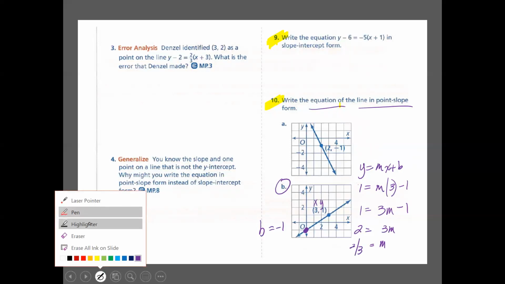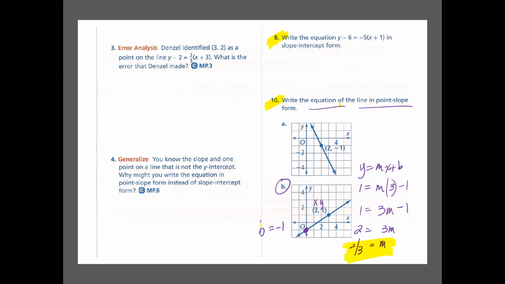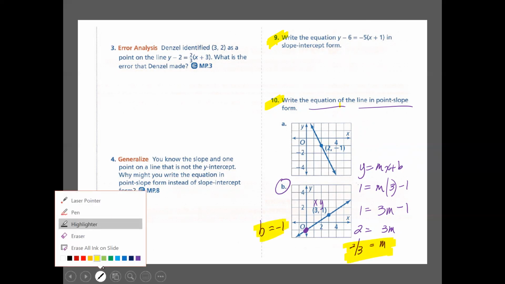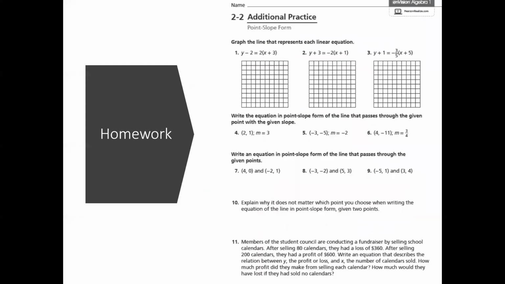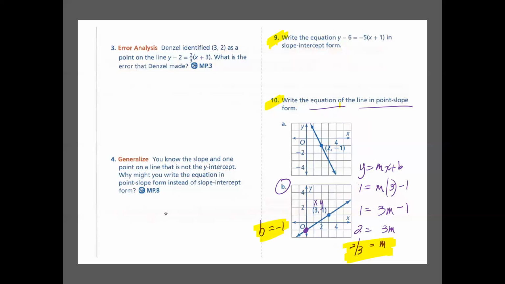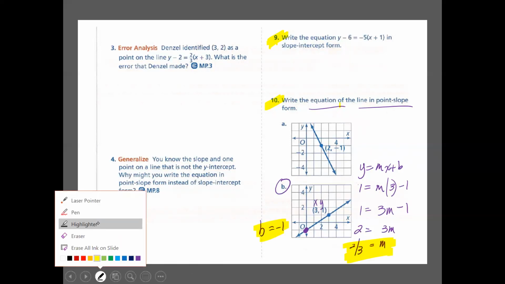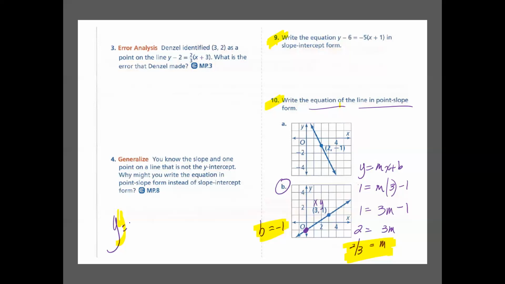Now that I have the m and the b, I can successfully put it into my equation, which is going to be, and I would love to get the pen going, but it's not working. Y, oops, let's try that again. Y is equal to 2/3 x minus 1. And that is your equation to 10b.